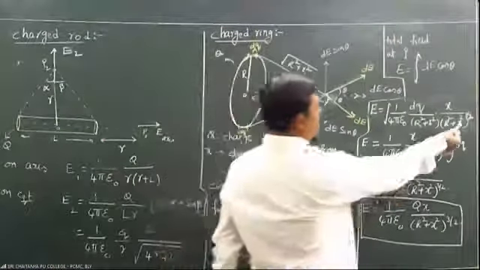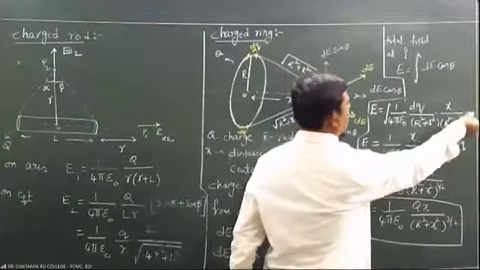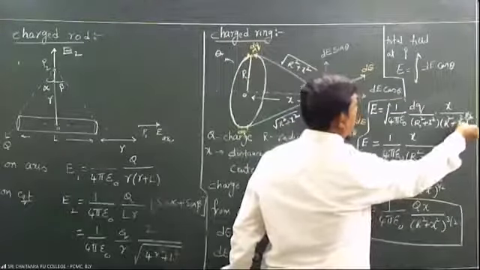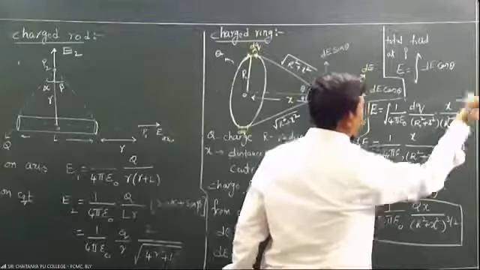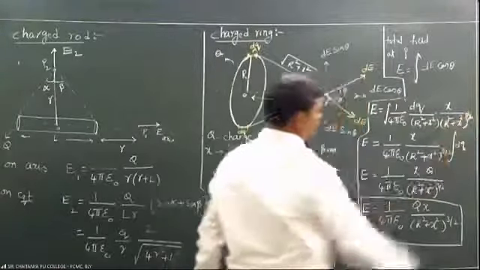Is this half visible to you? This is r square plus x square whole power half. Whole power half here. Okay. Special cases of this. This is the intensity at this point at a distance x from the center.